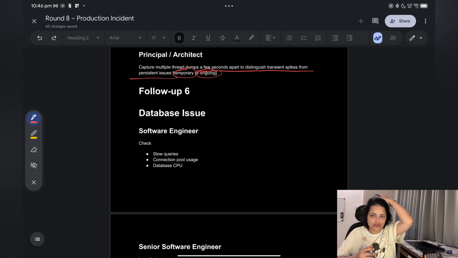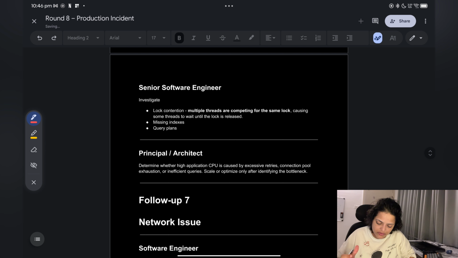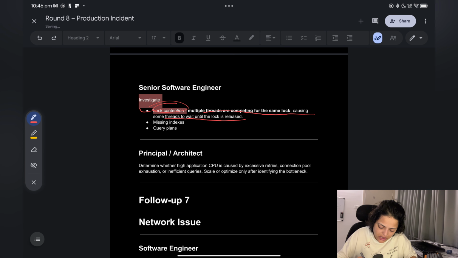Okay, so for database issues, the software engineer will check the slow queries, connection pool usage, and database CPU. Then the senior software engineer will investigate lock contention. What is lock contention? It means that multiple threads are competing for the same lock, causing some threads to wait until the lock is released. So you have one lock and multiple threads competing to get that lock, and some have to wait. That is lock contention. Then missing indexes and query plans.